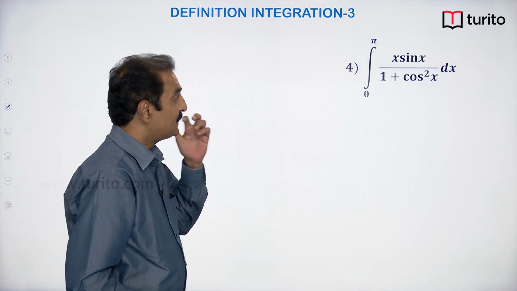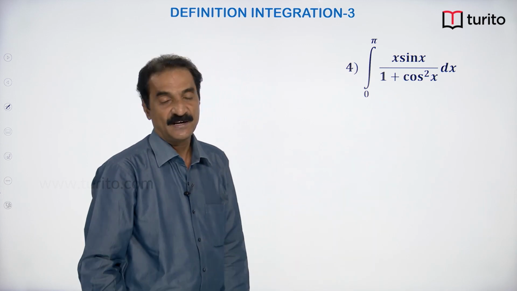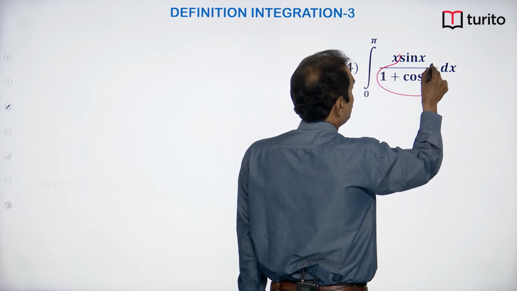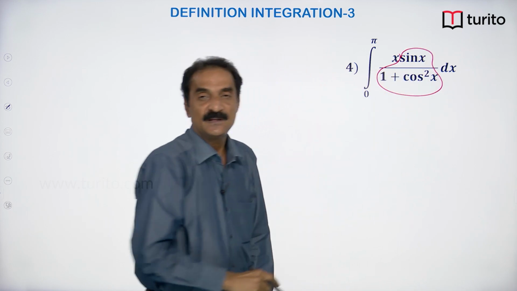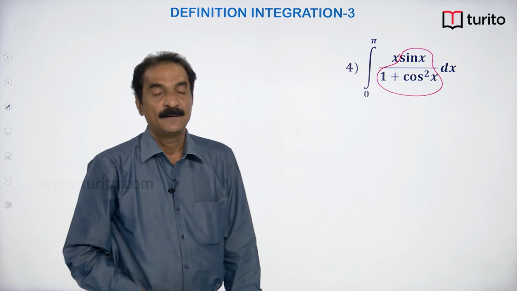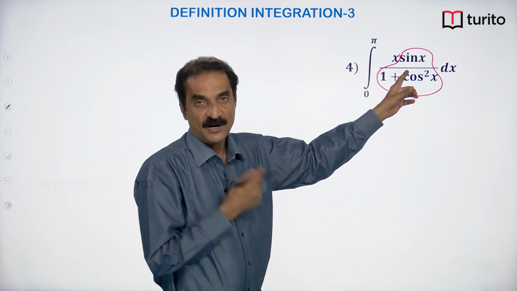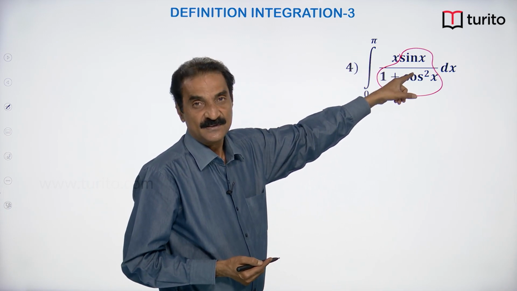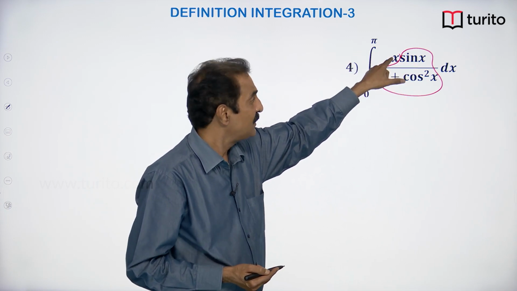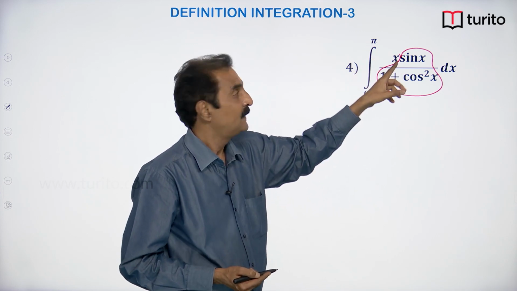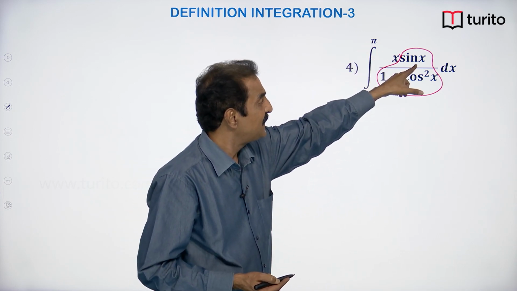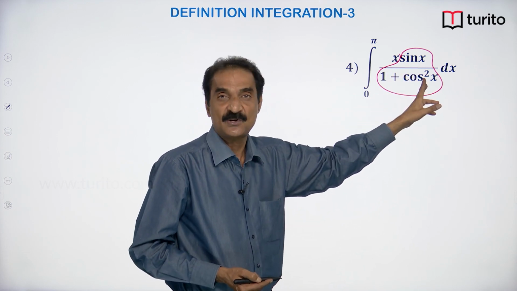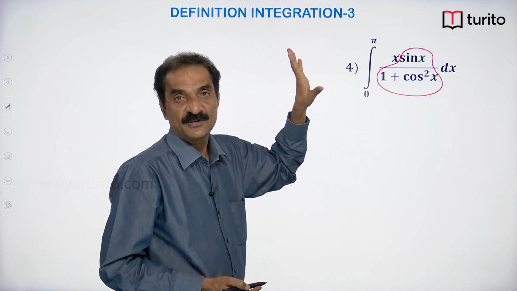Integral 0 to pi x sin x by 1 plus cos square x. If you take sin x by 1 plus cos square x as f of x, it is in the form of x f of x dx. We have a shortcut. What is that? Replacing x by pi minus x, if the function remains the same, you can remove this x and multiply by upper limit by 2. You check, replacing x by pi minus x, sin pi minus x is sin x, and 1 plus cos square pi minus x is 1 plus cos square x only. So we can apply that shortcut.